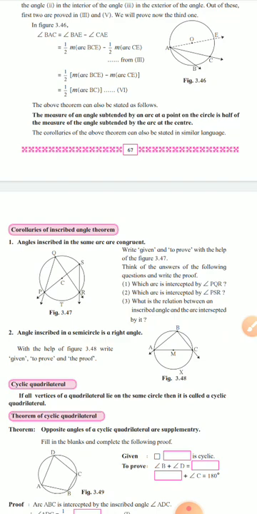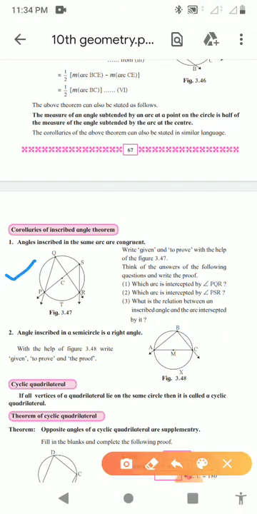So here, if we see in this diagram, angles inscribed in the same arc are congruent. Which means we can say these angles, angle AOR and angle ACR, which are inscribed in the same arc, that is arc PTR, are congruent. Then we will see the second corollary, that is, an angle inscribed in a semicircle is a right angle.